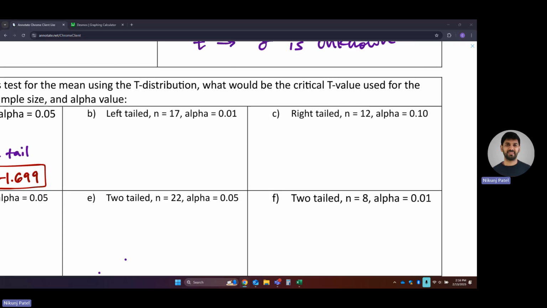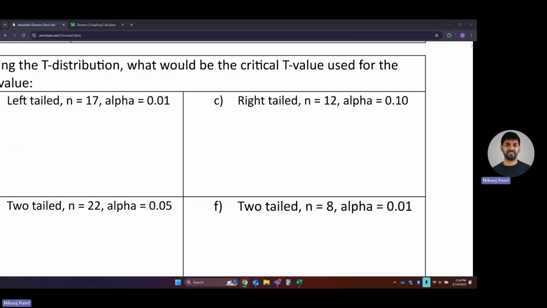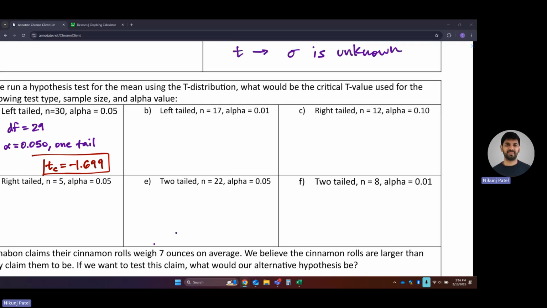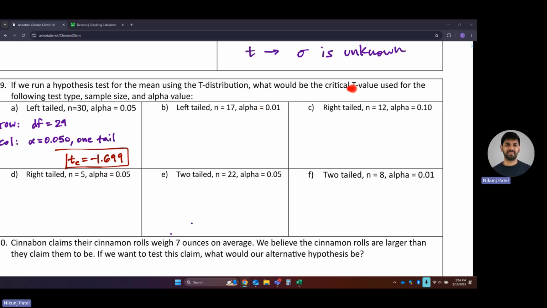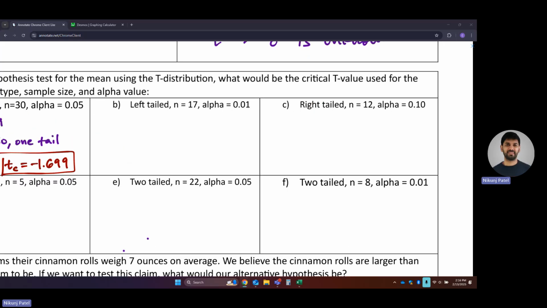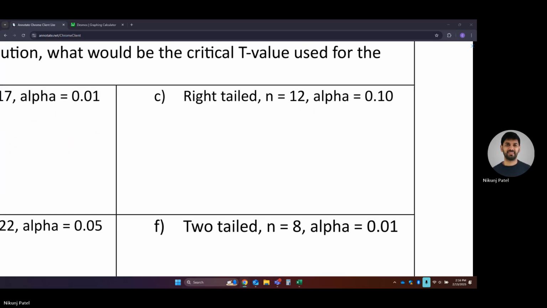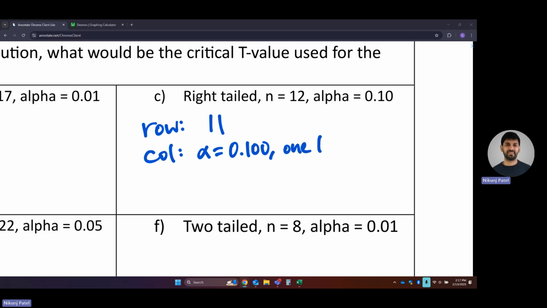Let's talk about part C, which is a right-tailed. All the steps are the same. The only thing that we don't do is we don't use the negative on a right tail. We just keep it as a positive on a right tail. So for part C, we've got a row and a column. So our row here is going to be 11. Our column is going to be alpha equals 0.100, and this is one tail.